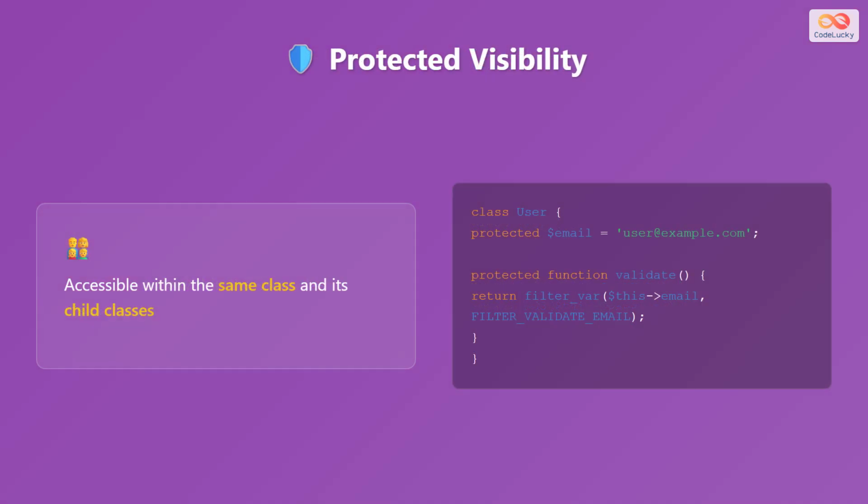Protected visibility means that the property or method can be accessed within the same class and its child classes. Here's an example. We have a class named User with a protected property, $email, initialized to the string user@example.com. There's also a protected function named validate, which returns the filtered variable of $this->email with FILTER_VALIDATE_EMAIL.